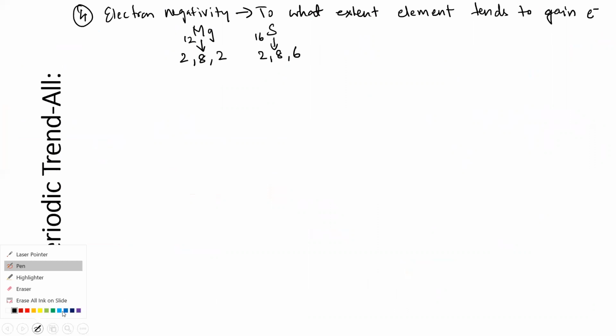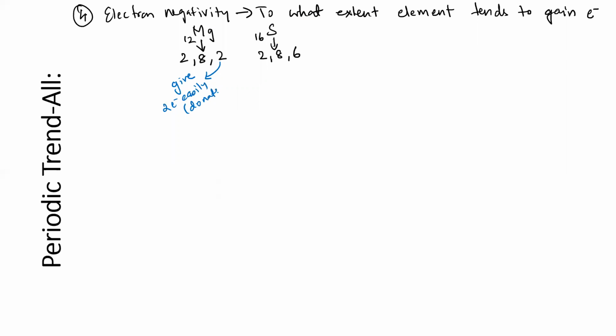What does this tell us actually? It tells us that magnesium can give 2 electrons easily. Technically, it can donate, and that makes it Mg plus 2. If you look at sulfur, on the other hand, it needs 2 more electrons for an octet, correct? So if it needs them, it will be represented as sulfur minus 2.